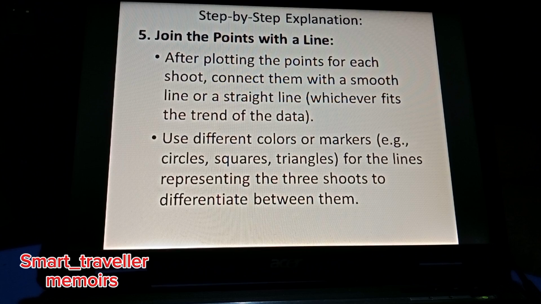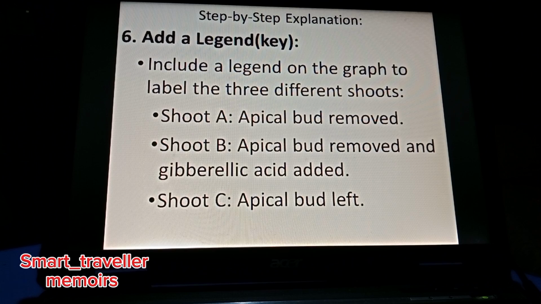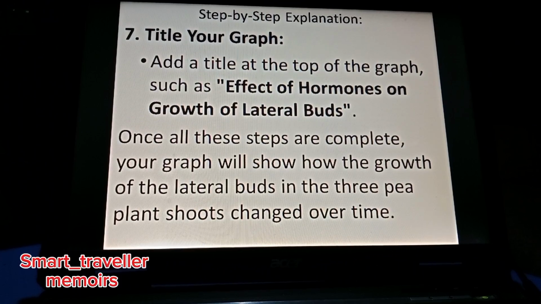Join the points with a line. After plotting the points for each shoot, connect them with a smooth line or a straight line, whichever fits the trend of the data. Use different colors or markers, e.g. circles or squares or triangles for the lines representing the 3 shoots to differentiate them. And include a key on the graph to label the 3 different shoots. Shoot A, apical bud removed. Shoot B, apical bud removed and gibberellic acid added. Shoot C, apical bud left. Title your graph at the top of the graph, such as effect of hormones on growth of lateral buds. Once all these steps are complete, your graph will show how the growth of the lateral buds in the 3 plant shoots change over time.